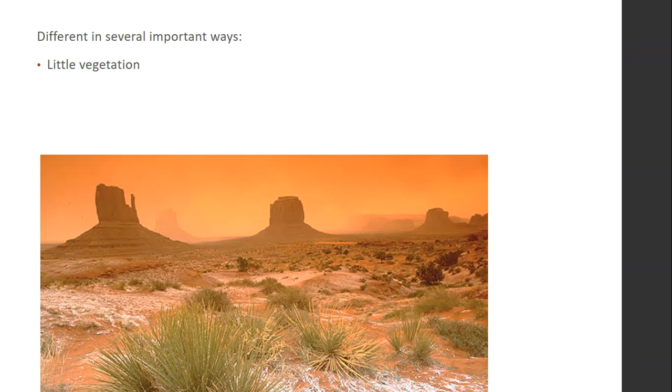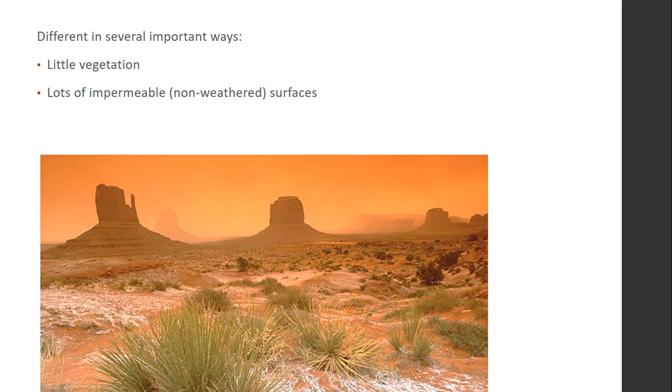The first is they have very little vegetation. And so when we talked about biogeography, we learned that one of the most important things contributing to biomass is water. And because there's very little water in these landscapes, they therefore have very little vegetation. Doesn't mean that they have none, but they just have a lot less than a lot of other landscapes.